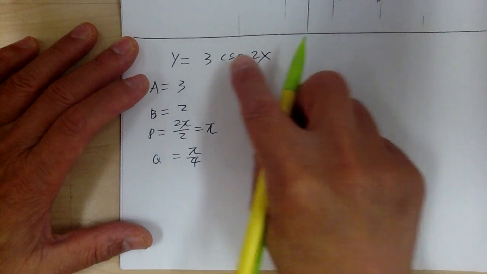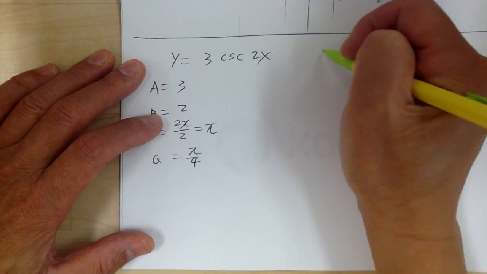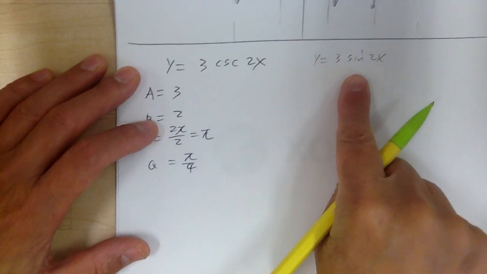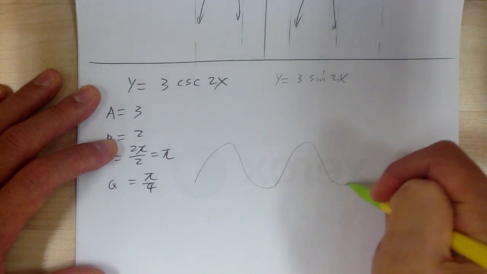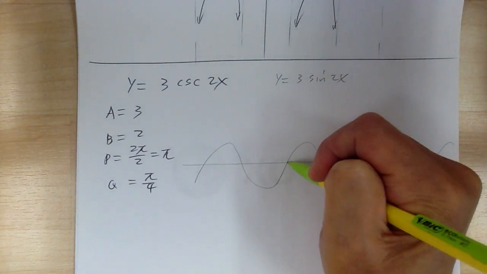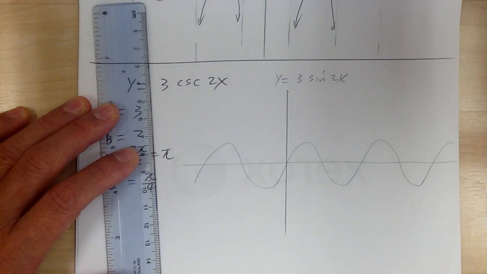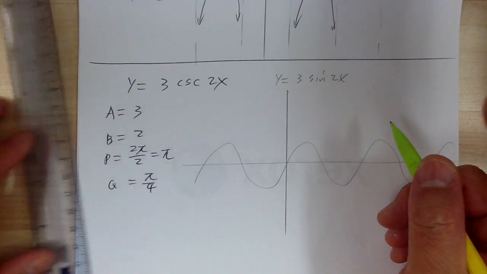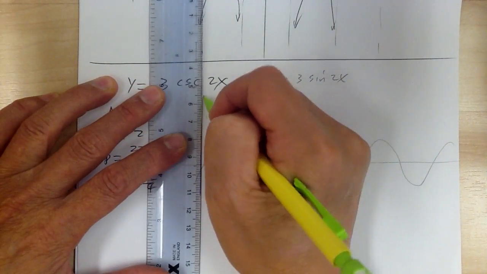Okay, so again, cosecant came from sine, right? So first you have to graph y equal to 3 sine of 2x. You have to graph that first. Okay. So sine starts right over here. So that would be the axis. And so first, let's get the asymptotes. So when you flip this over, you're going to get asymptote over here. Okay.